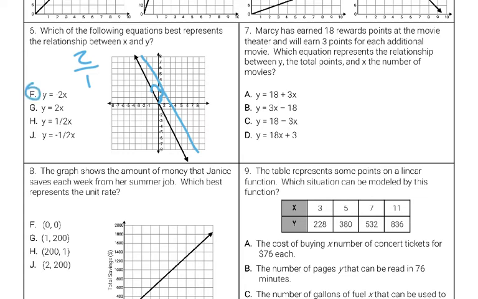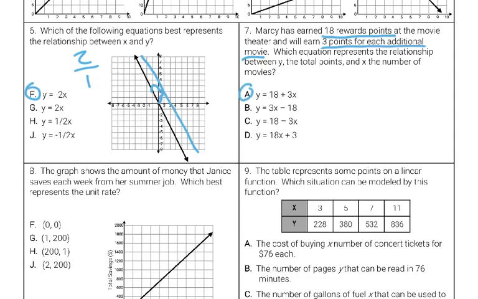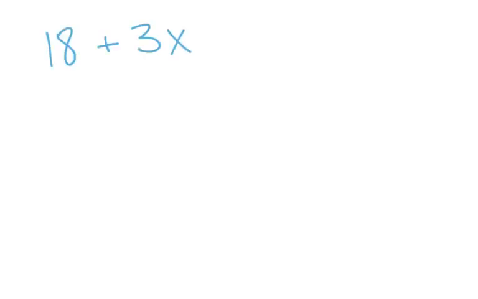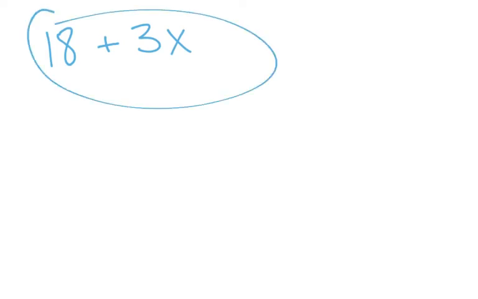Question 7 says, Marcy has earned 18 reward points at the movie theater and will earn 3 points for each additional movie. Which equation best represents the relationship between y, the total points, and x, the number of movies? In this equation, we know that Marcy already has 18 points. We'll get 3 points for each extra movie. x represents the amount of movies. We know that A is the answer since it matches our equation.